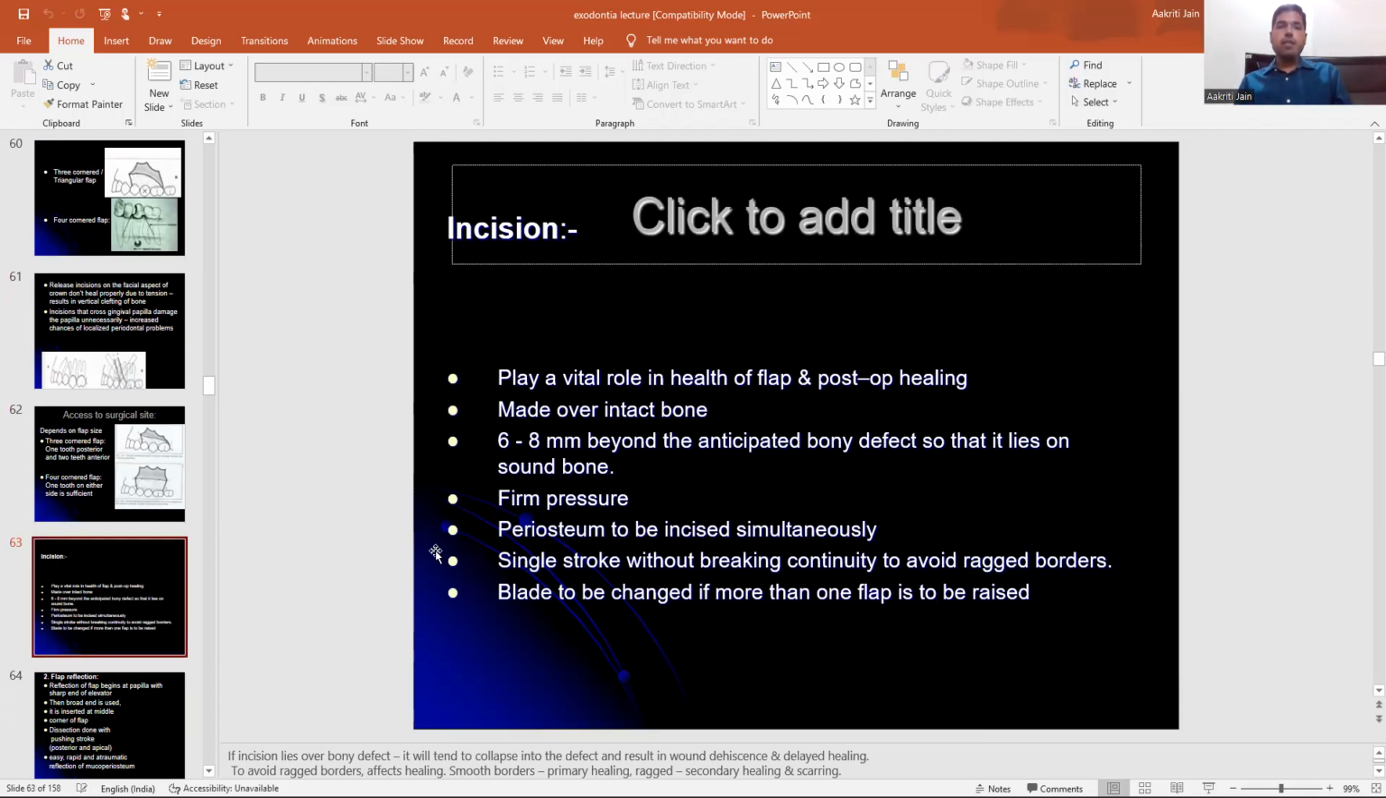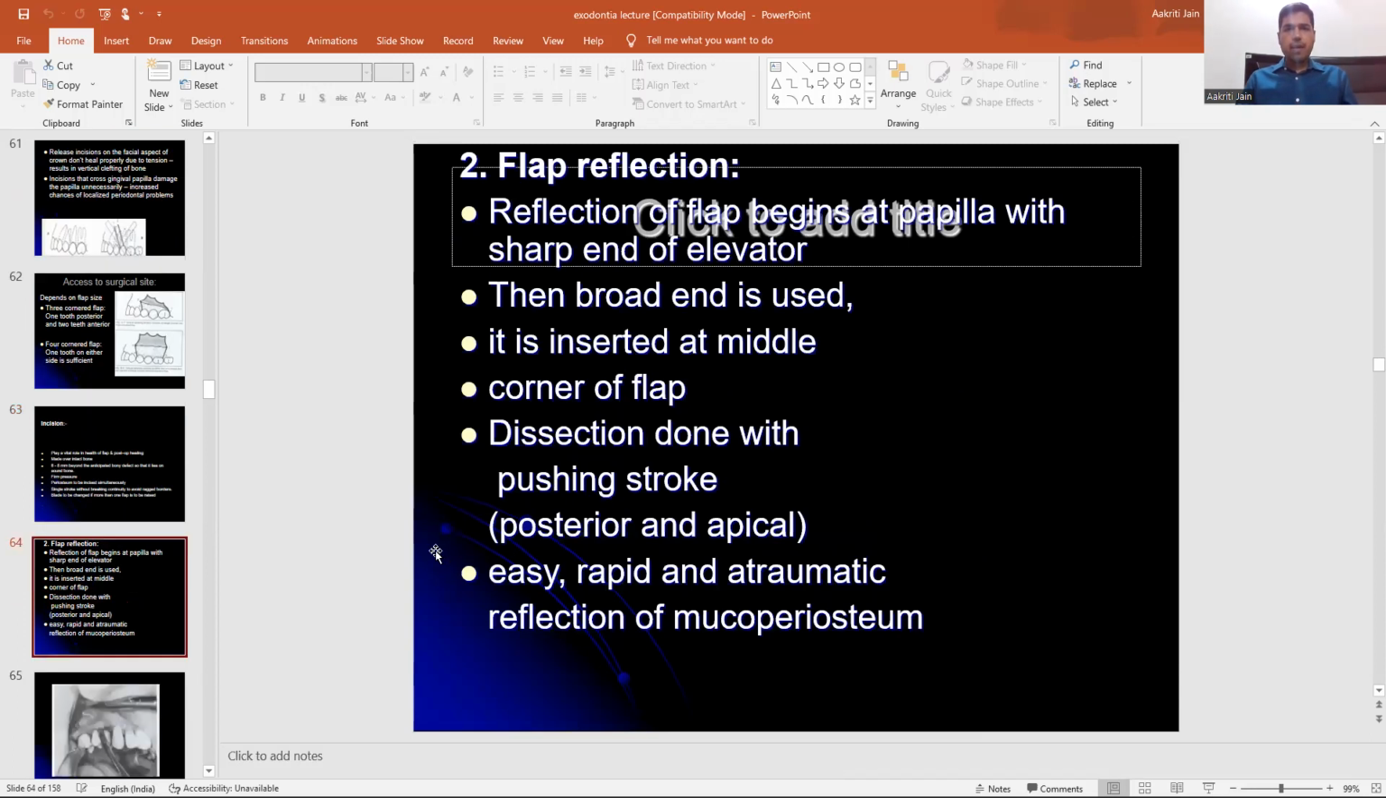It plays a vital role in the health of a flap and the post-op healing. The incision is made over intact bone, 6 to 8 mm beyond the anticipated bony defect, so that it lies on sound bone. Firm pressure is applied. The periosteum is to be incised simultaneously, in a single stroke without breaking continuity to avoid a ragged border, which is very important. The blade is to be changed if more than one flap is to be raised, so that proper conditioning of the blade is present. Now comes the flap reflection.